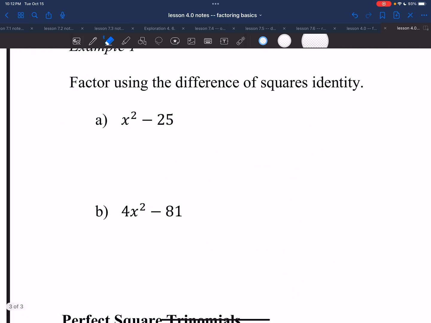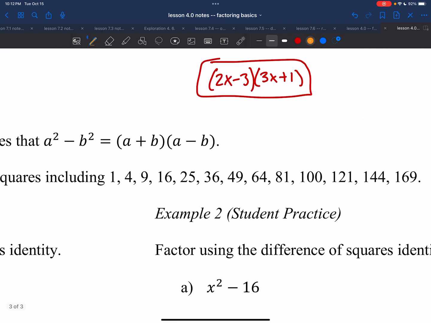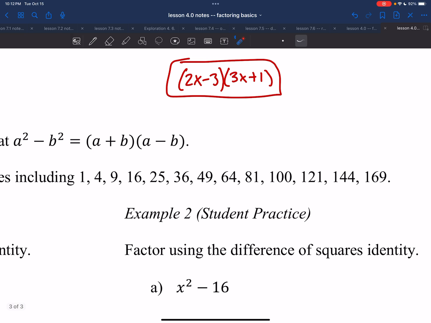So, we love difference of squares. It's very easy to use and pretty easy to recognize if you know your perfect squares. So perfect squares, for example, 1 squared is 1, 2 squared is 4, 3 squared is 9, 4 squared is 16, and then keep going, 25, 36, 49, and so forth, right?